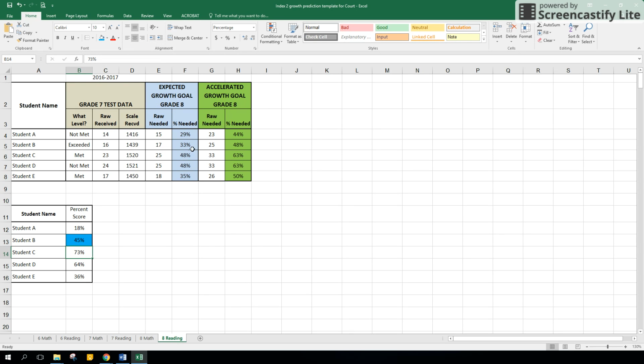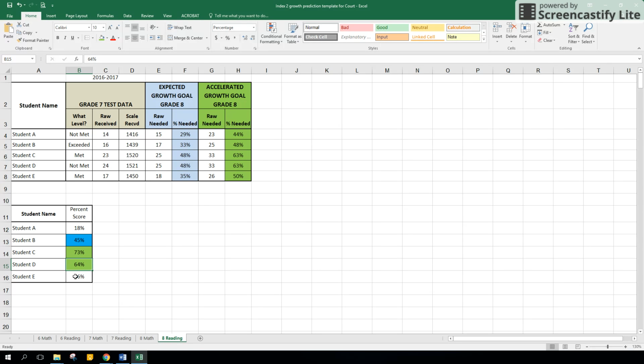Student C scored a 73. He needed a 48 to meet expected growth and a 63 to meet accelerated growth. He met both of those measures, so he's going to be highlighted green. Student D scored a 64. They needed a 48 or a 63. They met the 48 because they scored a 64, and they also met the 63 because they scored a 64. So this student is going to be highlighted green.